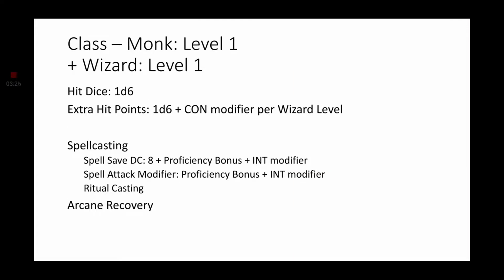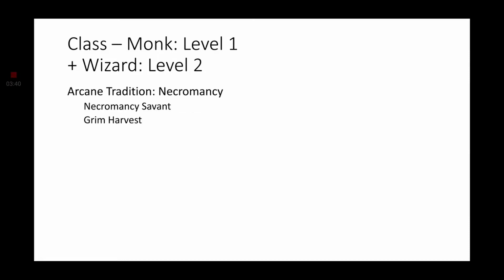Now we will multiclass into wizard, giving us a d6 hit die. And we get Spellcasting, which uses our Intelligence modifier, and we get Ritual Casting. We also get the feature known as Arcane Recovery. Level 2 wizards get an Arcane Tradition, and we're grabbing Necromancy for obvious reasons. We'll get Necromancy Savant and Grim Harvest.